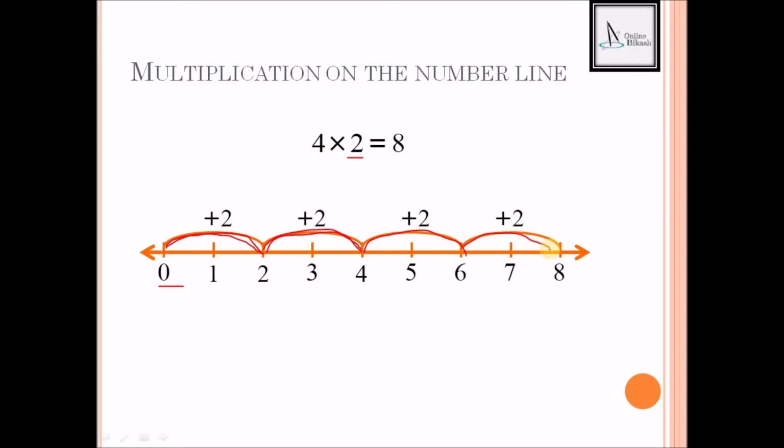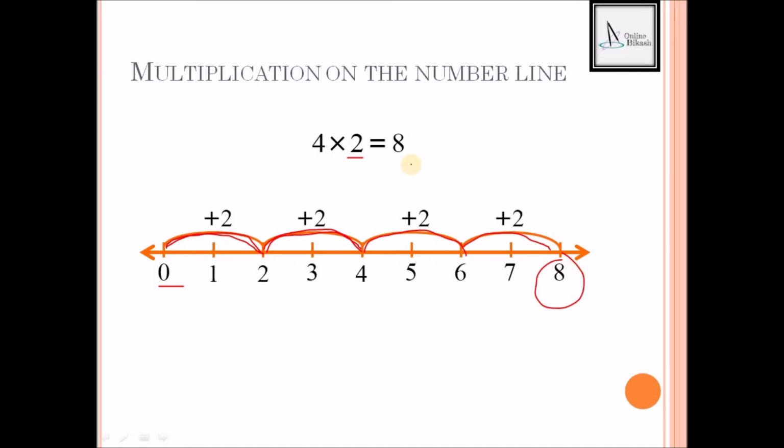So in every step we are taking 2 gaps. 2 places we are taking in every step. So 4 steps we have taken, and every step has 2 places. So 4 2s are 8. Where have we reached? This is the number 8. Here we have reached from 0. So this is the answer, 8. 4 times 2 equals 8.